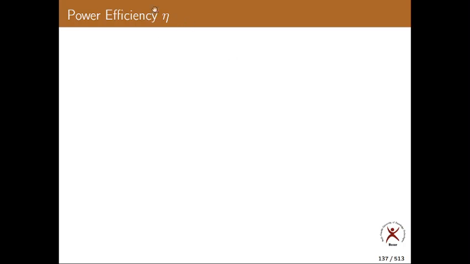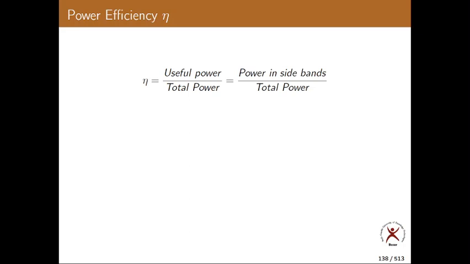Now let us go to another very important parameter of the communication system, that is power efficiency, usually denoted with eta. It is defined like this: eta equals useful power by total power. But what is the useful power? That is power in sidebands by total power. Why? Because power in sidebands is useful power, as I told you just now.